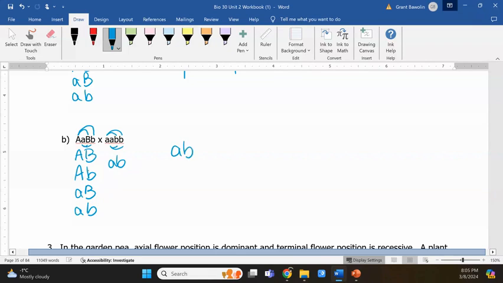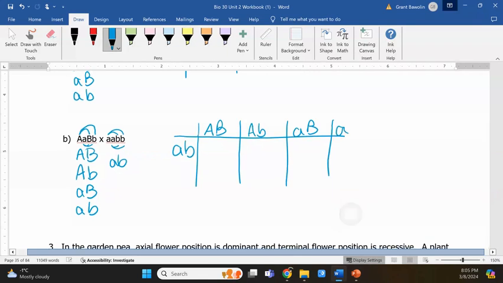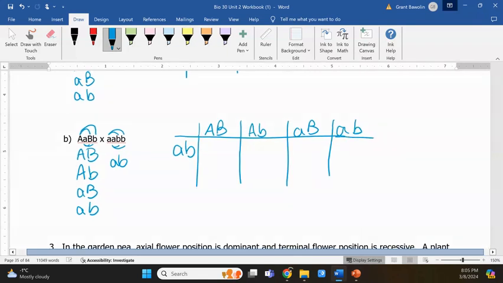So we'll have our little a b along the side, big A B, big A, little b, little a, big B, and little a, little b. First one is heterozygous for both. Big A, 2 little b's, 2 little a's, big B, little b, and finally completely recessive.